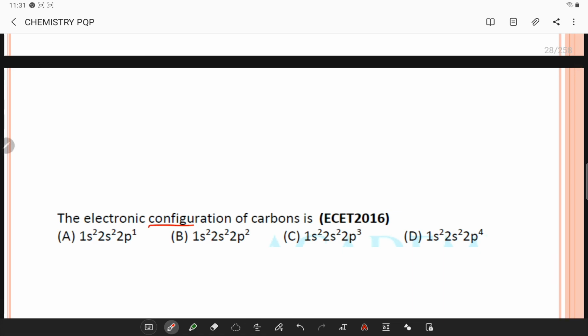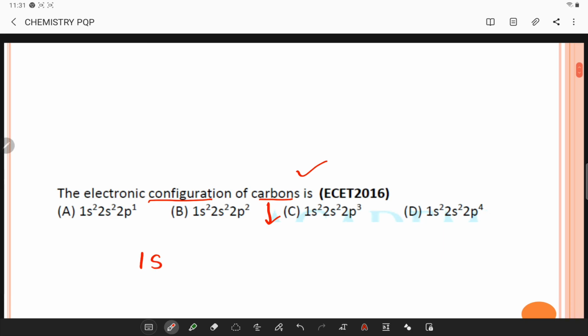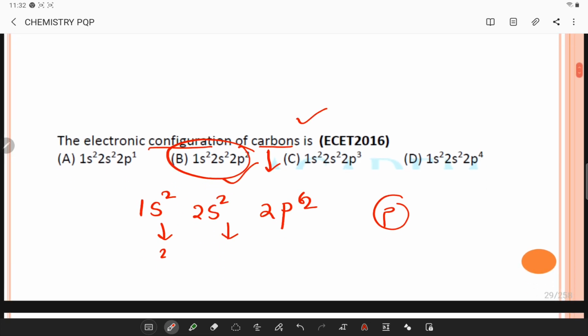So the electronic configuration of carbon is, so what is the Aufbau diagram of carbon? So carbon configuration is given by 1s2, 2s2 and 2p2, because s orbital will be holding 2 in first level and p will be holding 6. So if you see the options, 1s2, 2s2 and 2p2, this is the right answer.